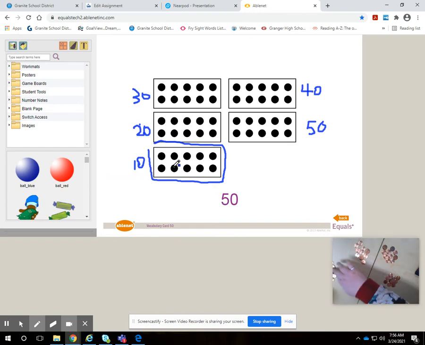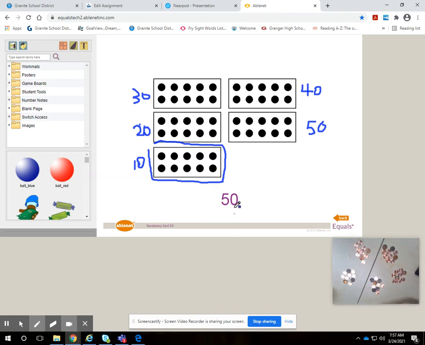2, 4, 6, 8, 10. There we go. Now we have four sets of 10. Let's do one more. 2, 4, 6, 8, 10. Okay, so I don't need all those other pennies. Boy, I have a lot of pennies, don't I? Okay, so I have five sets of 10. 1, 2, 3, 4, 5.